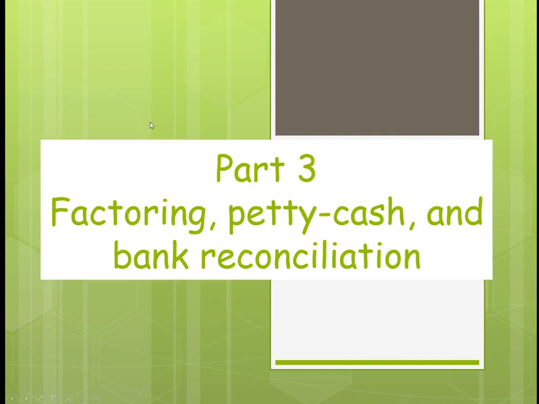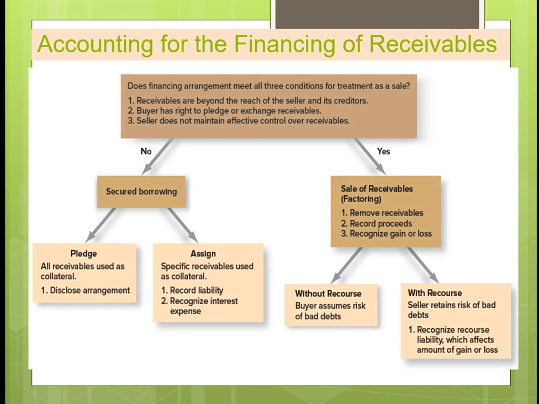Part 3, Factoring, Petty Cash, and Bank Reconciliation. Now, for accounting for financing of receivables, there are two ways that you can record it. One way is it a sale of receivables? That's called factoring. If it's not, it's really secured borrowing, and in that case, you're not going to take the receivables off the books. If it is considered a sale of receivable or factoring, then under GAAP you can remove the receivables from the books, record the proceeds, and recognize gain or loss.